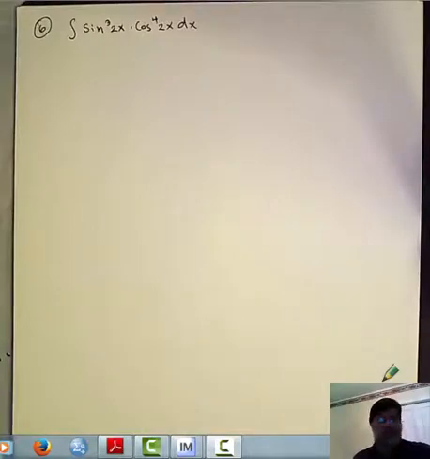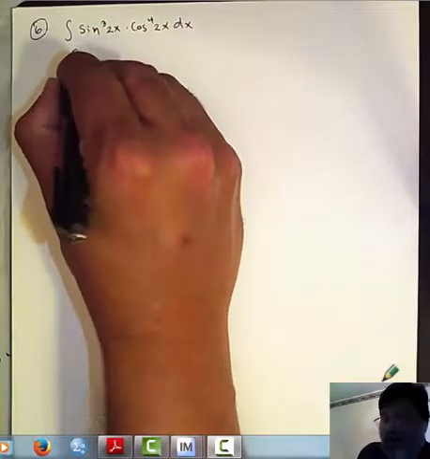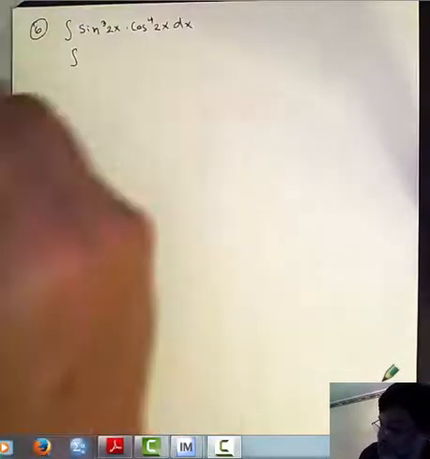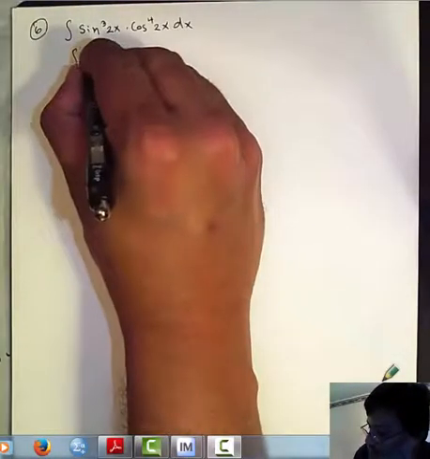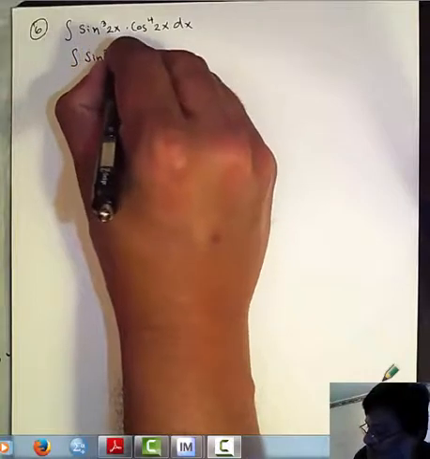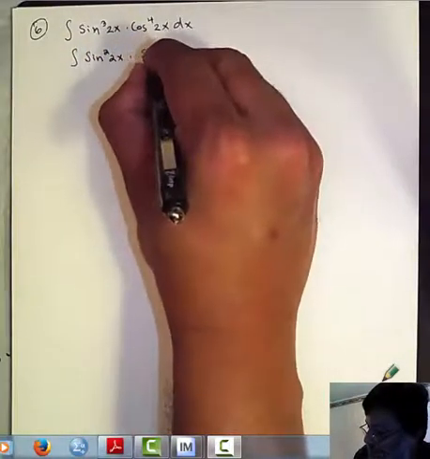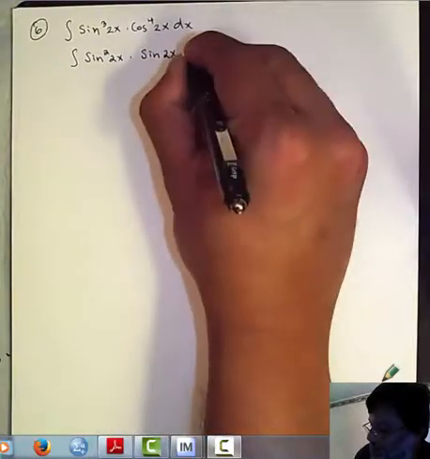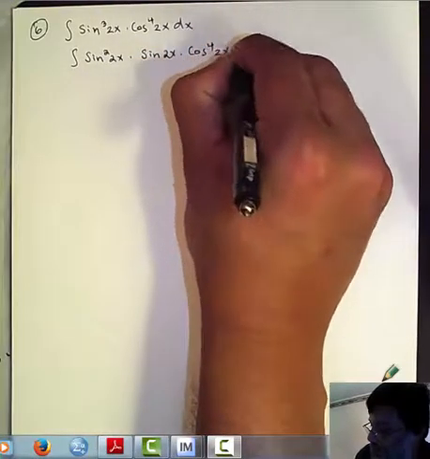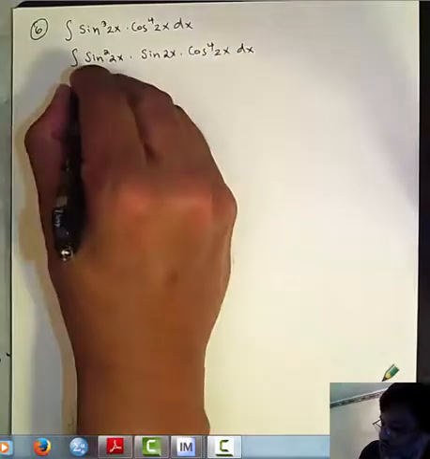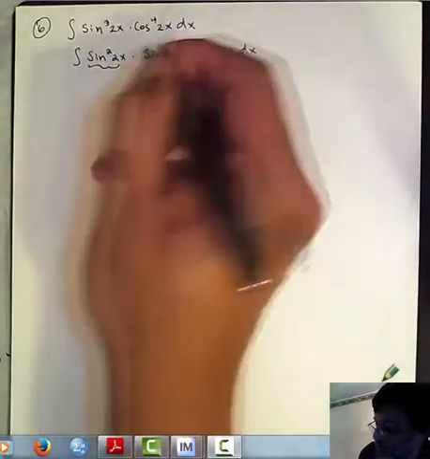Alright, let's start with number 6. Number 6 looks like this. And this one we have to manipulate a little bit. So what I suggest you do is break up sine cubed 2x as sine squared 2x times sine 2x times cosine to the 4th of 2x dx, and then convert this sine squared 2x into 1 minus cosine squared.